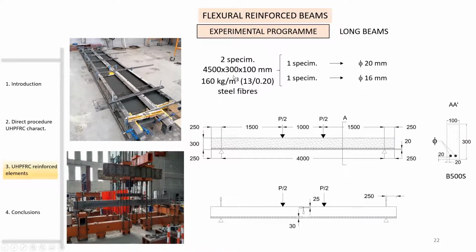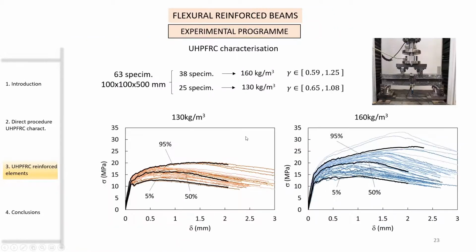Also, we cast two long beams of 4.5 meters length with two longitudinal reinforcement bars placed on the bottom face of the beam, with 20 millimeters diameter for the first specimen and 16 millimeters diameter for the second. These long beams were also tested in a 4-point bending test. Together with the short beams and the long beams, we cast unreinforced 4-point bending test specimens to characterize the tensile behavior of the UHPFRC used to cast the beams.